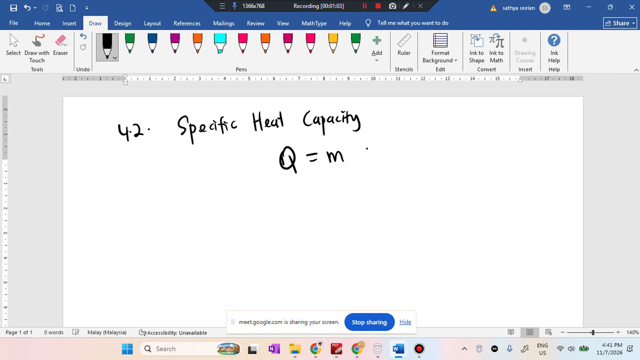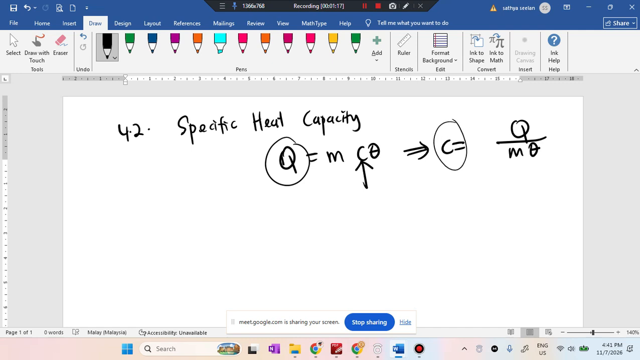Q equals mcθ. But this Q is not specific heat capacity. This Q is heat energy. Where is your specific heat capacity here? You have to rearrange the formula. So your specific heat capacity depends on heat energy, mass of the object, and also the temperature change. Right? You must know this first.